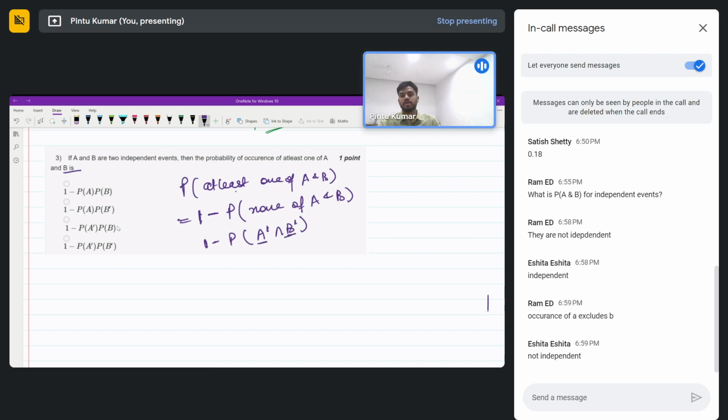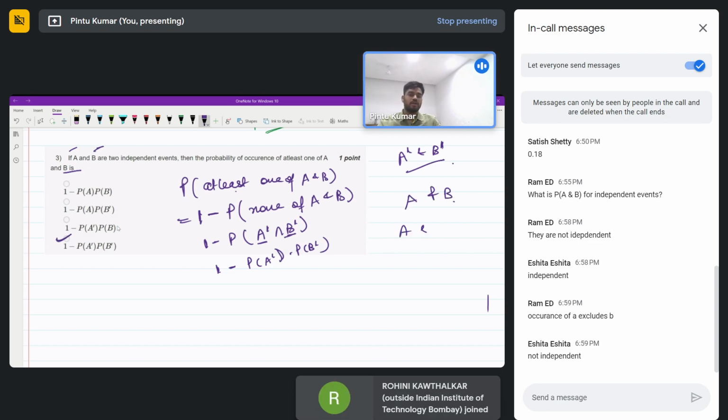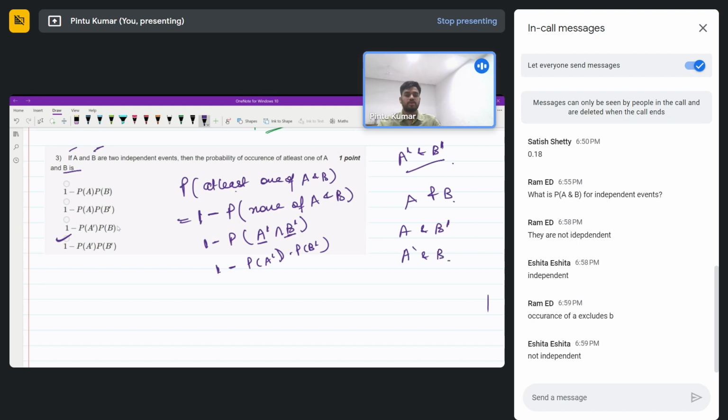Now, because A and B are two independent events, you can easily show that A complement and B complement are also independent events. You can prove it just using the formula or the definition that I mentioned. So this would mean that this is 1 minus probability of A complement times probability of B complement. So this option is correct. If A and B are independent, then A and B complement are also independent, A complement and B are also independent, and A complement and B complement are also independent.